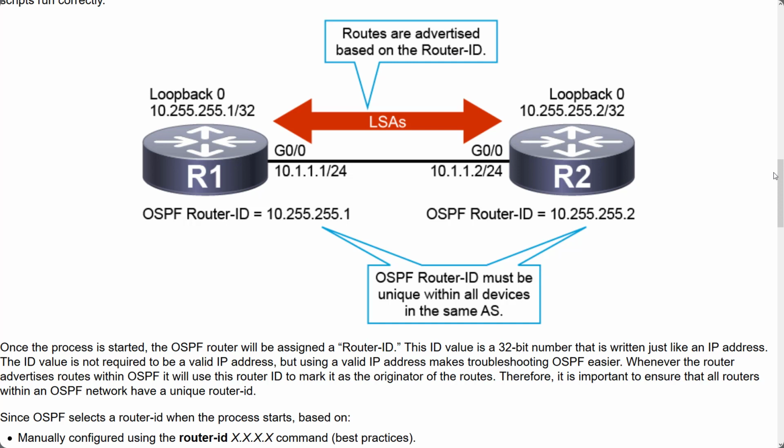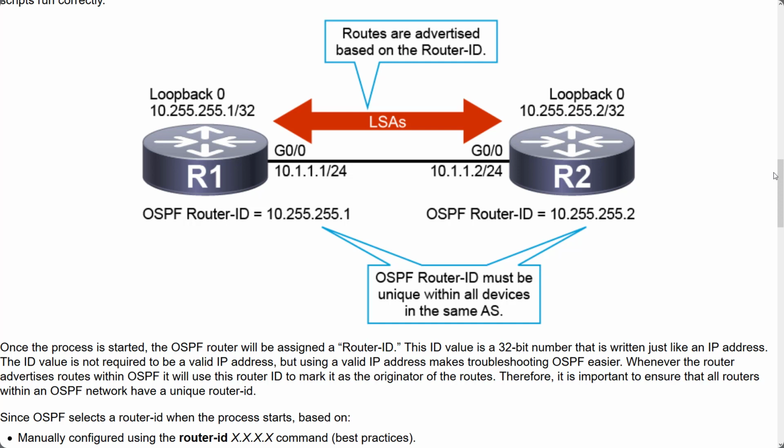So if you don't have the router ID manually configured, and if you don't have any loopback interfaces, then the router ID is going to be selected based on the highest active physical IP. When I say highest, I mean literally 10 is higher than 1. So 10.10.10.10 would be selected as a router ID over 1.1.1.1. And conversely, 192 would be selected over a 10 address.